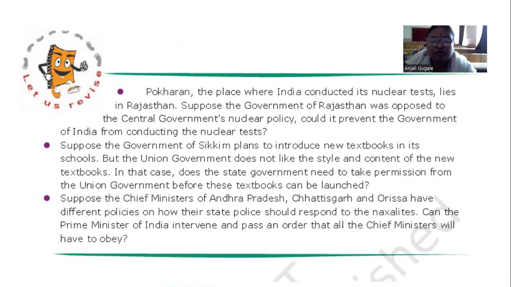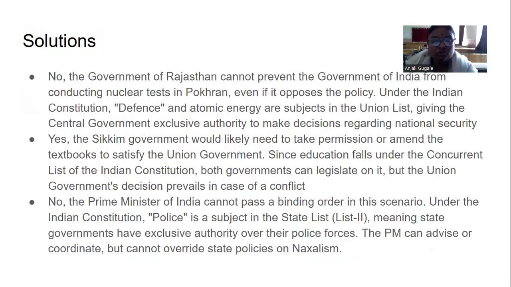Okay, so the first question is: Pokhran, the place where India conducted its nuclear tests, lies in Rajasthan. Suppose the government of Rajasthan was opposed to the central government's nuclear policy. Could it prevent the government of India from conducting the nuclear tests? The answer is no. The government of Rajasthan cannot prevent the government of India because it is a matter of national interest, the defense of the entire country.